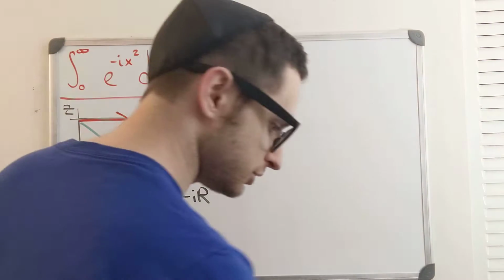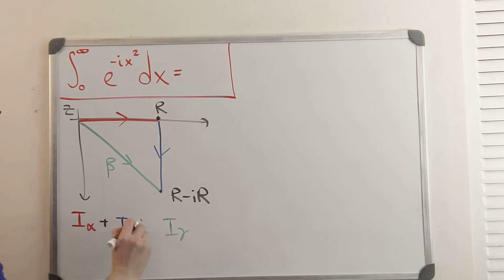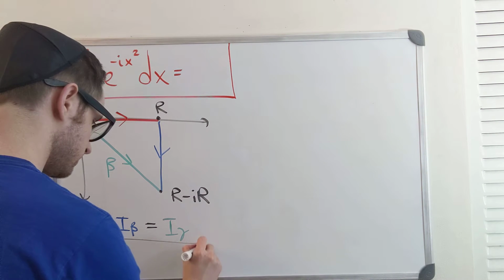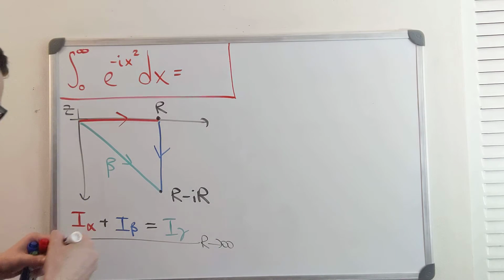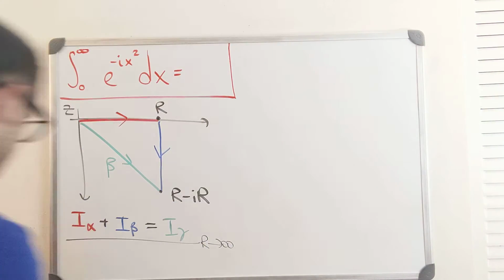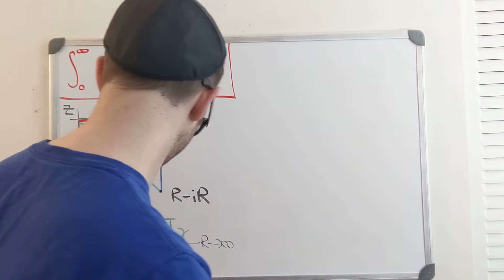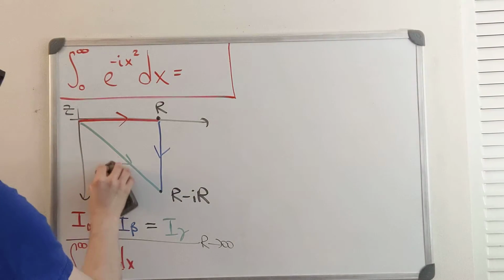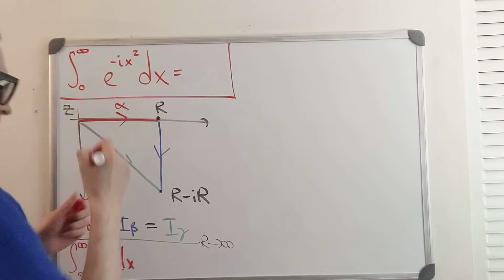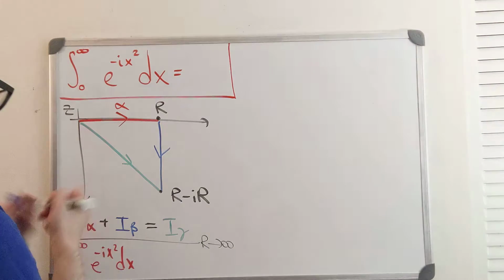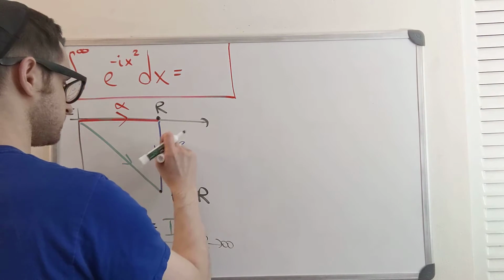I'll explain why I want to use these particular contours, and what's going to actually happen is that the integral along alpha will give me this integral I'm interested in once I take the limit as r goes to infinity. So here I really will get the integral from 0 to infinity of e to the minus ix squared dx. The integral along this, I mislabeled these. This is alpha. This is beta, and this is gamma.